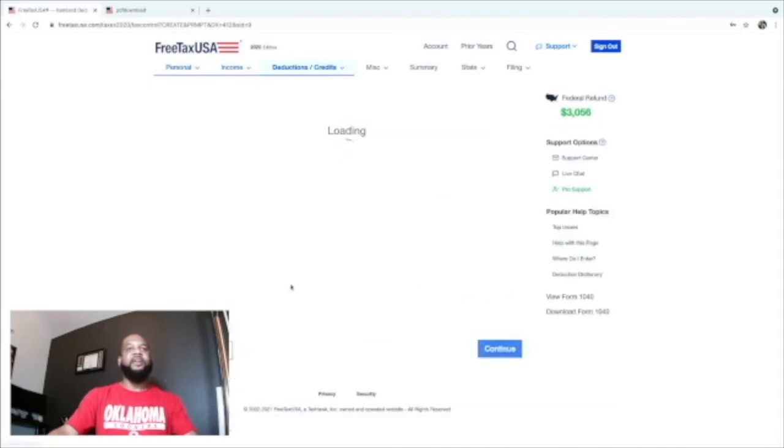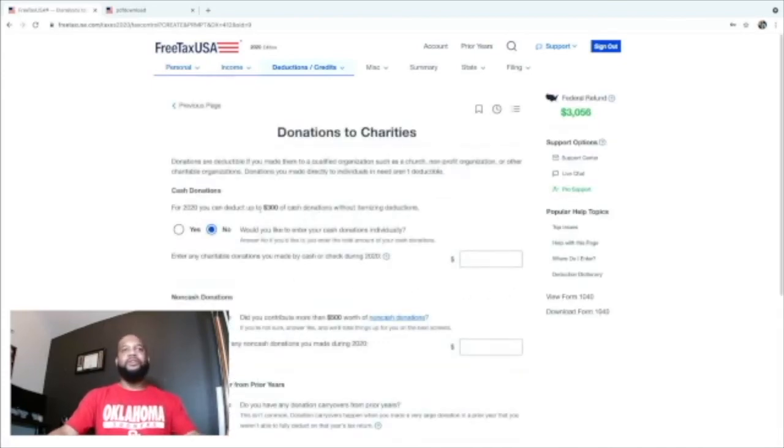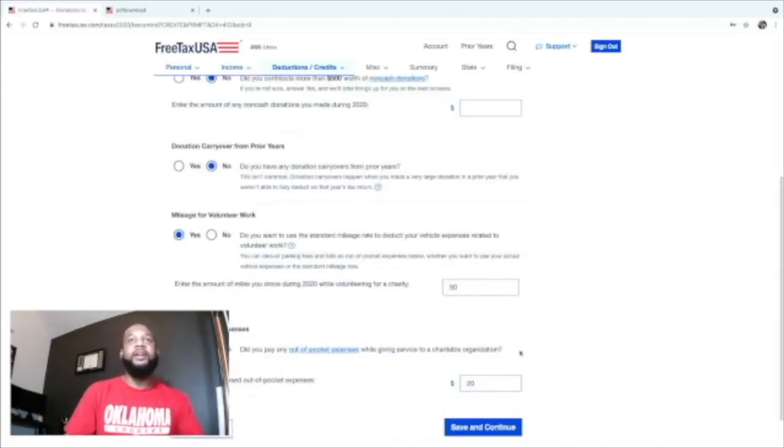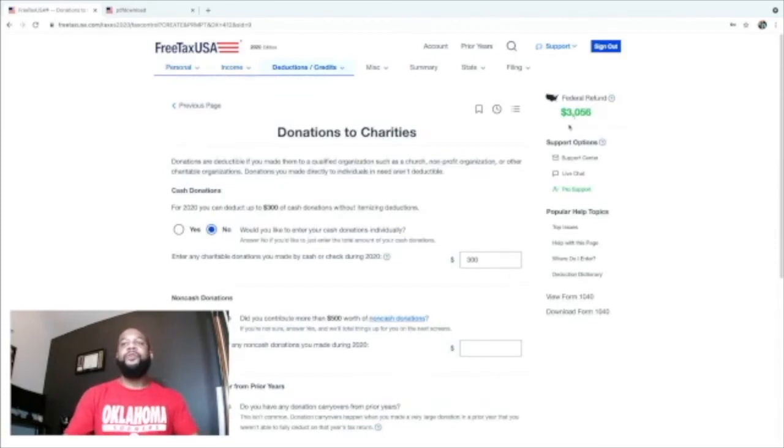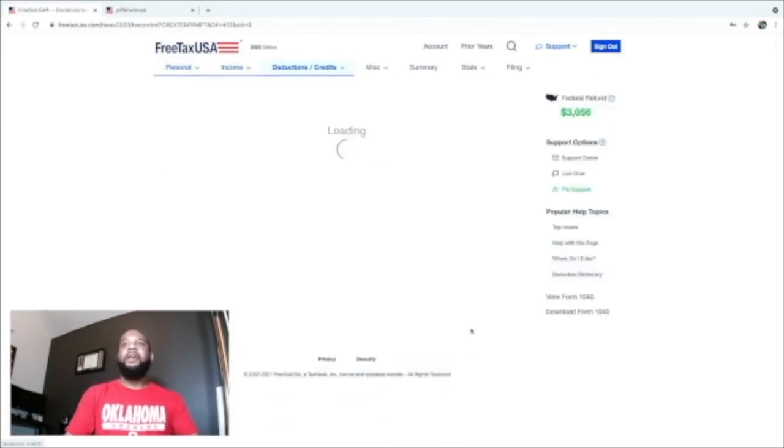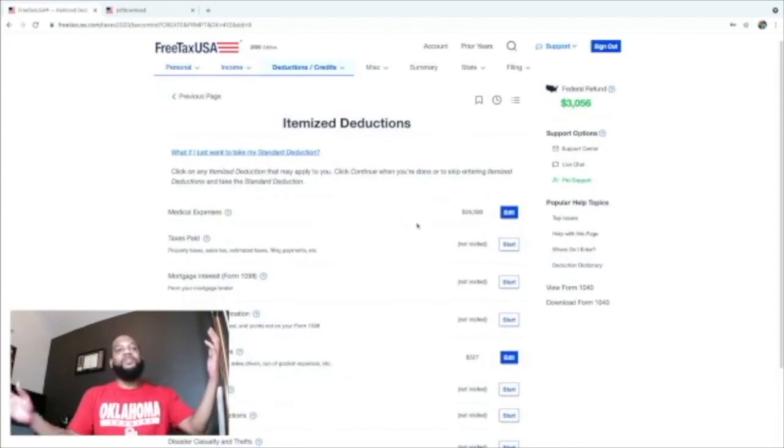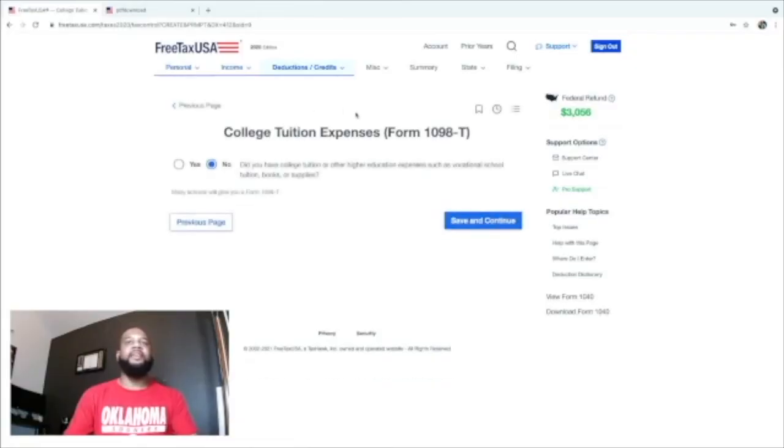Donations to charities. This is what I'm telling you. You can only deduct up to $300. All right, so now we at $3,056. And no change. See, I told y'all that them donations to charities makes no change at all. I think we are almost done.